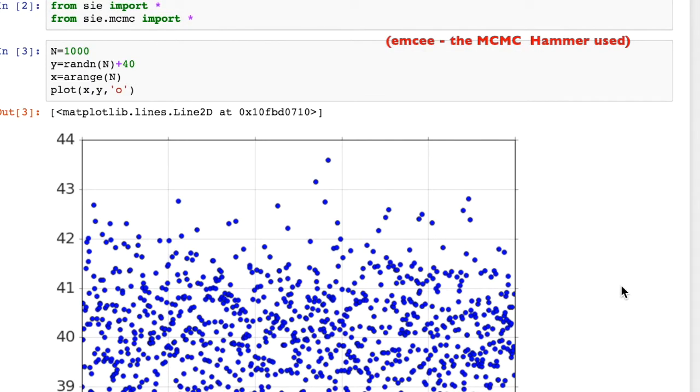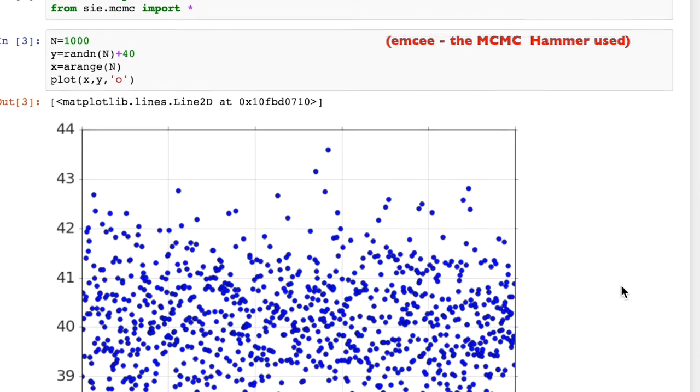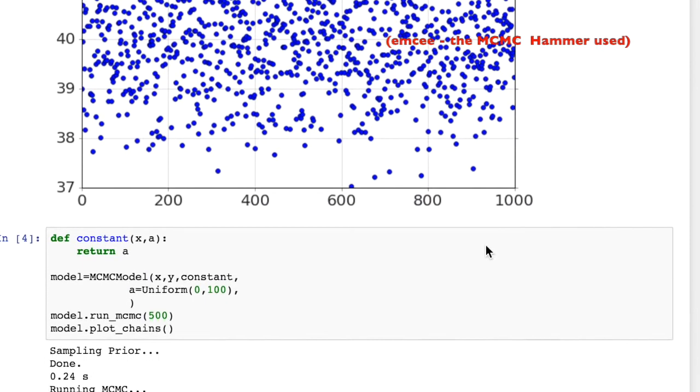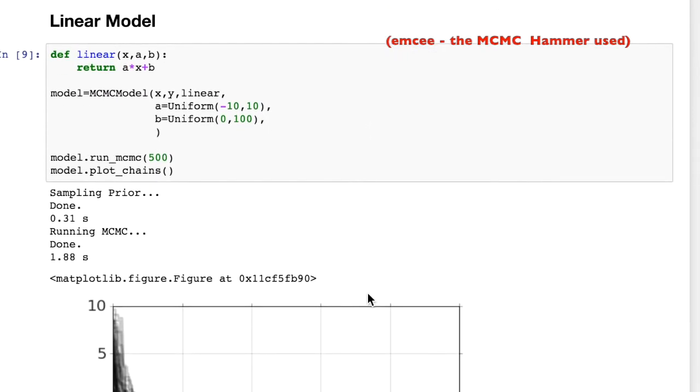SIE also comes with a Markov chain Monte Carlo engine. It's actually the emcee engine that is open source. Here we're using just made-up data that have essentially mean 0. Go down to the linear model. So the linear model has two parameters, a slope and an intercept, and then we can specify our priors for that. I'm just using uniform priors.